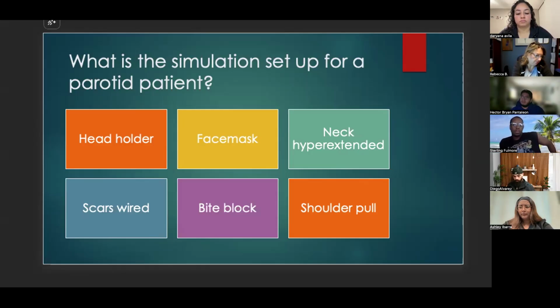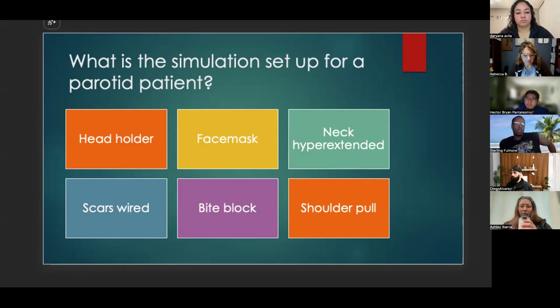And then a shoulder pull. We definitely want to have those shoulders extended down just to give the doctor a lot more room to work with. Again, all head and necks, this is a big emphasis in this class.